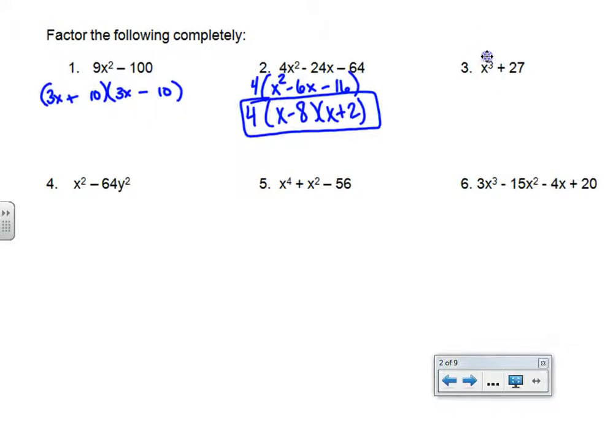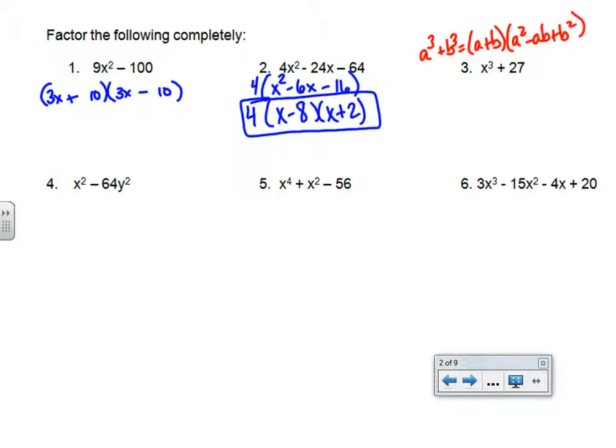The next problem is two terms, so it's a special pattern. There's no common terms, but I notice they are both cubic numbers, which means it's going to factor as the sum of cubes. So remember the pattern is a plus b, and then a squared minus ab plus b squared.